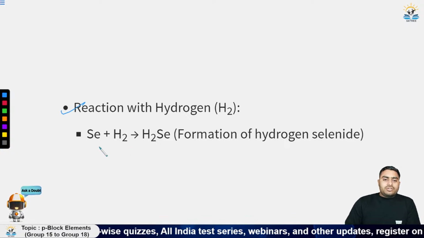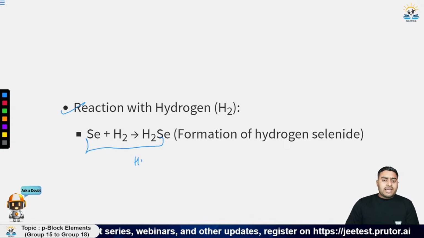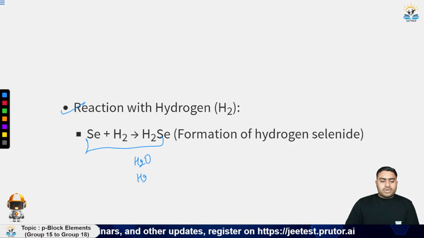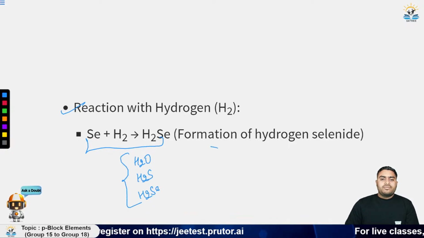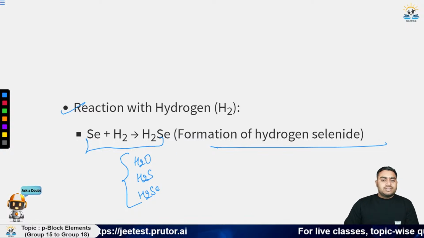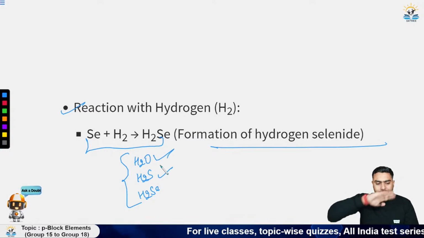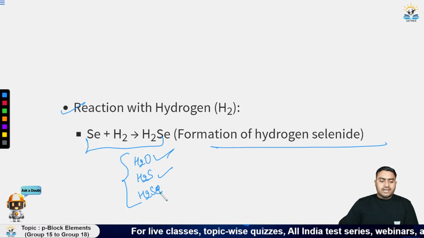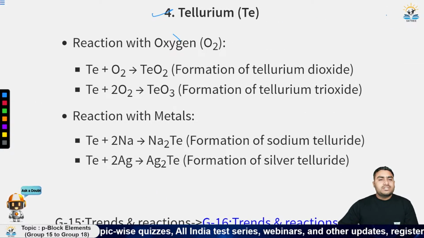Now, reaction with hydrogen, you can see when Se is treated with H2, similar to H2O, similar to H2S, it can form H2Se, which is the formation of hydrogen selenide. This is water, this is hydrogen sulfide, this is hydrogen selenide. Okay, let's move to the next, tellurium. Okay, what are the group 16 elements?